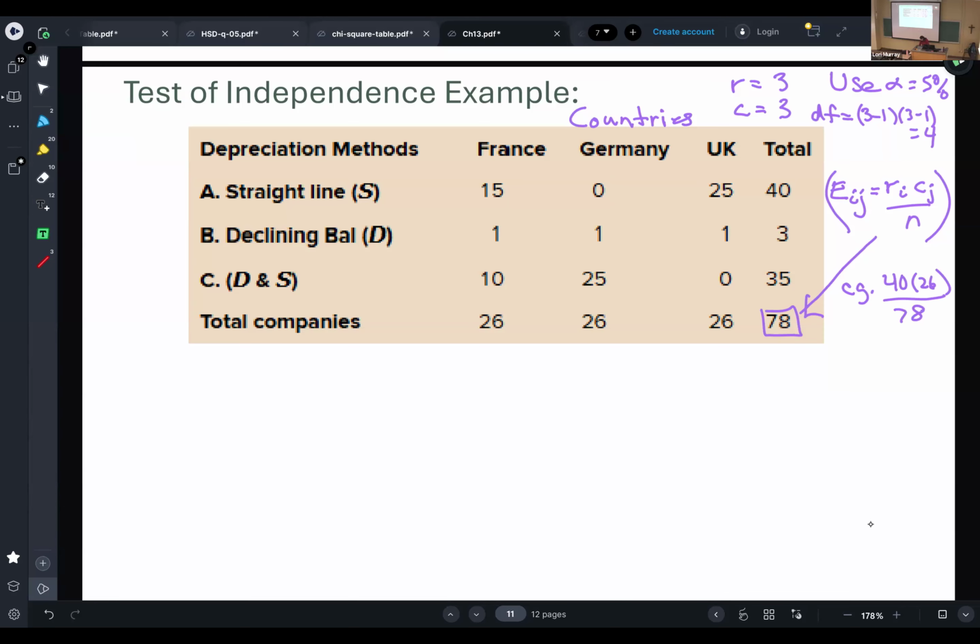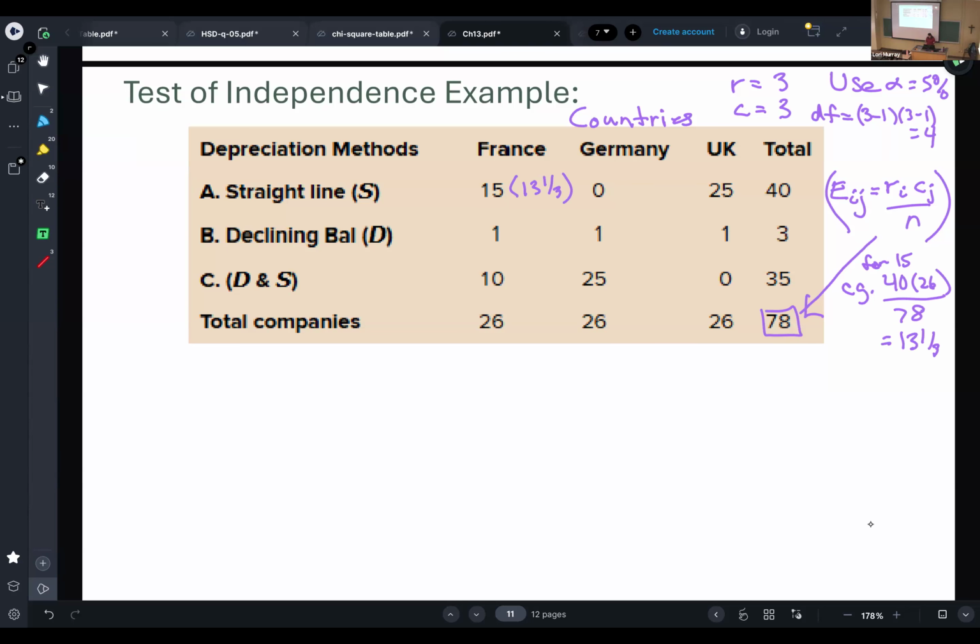This is for 15, that cell right here for France and straight line. And we would get out of that 13 and a third. I'm going to keep it in fractions just to save space. And so in round brackets, we expected 13 and a third, but the observed was 15.